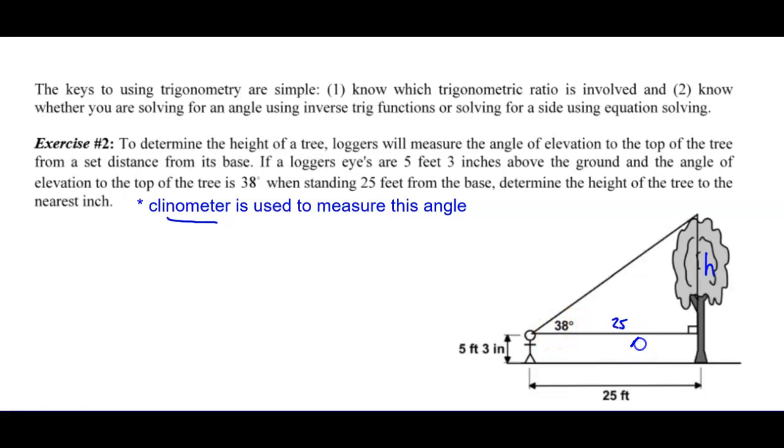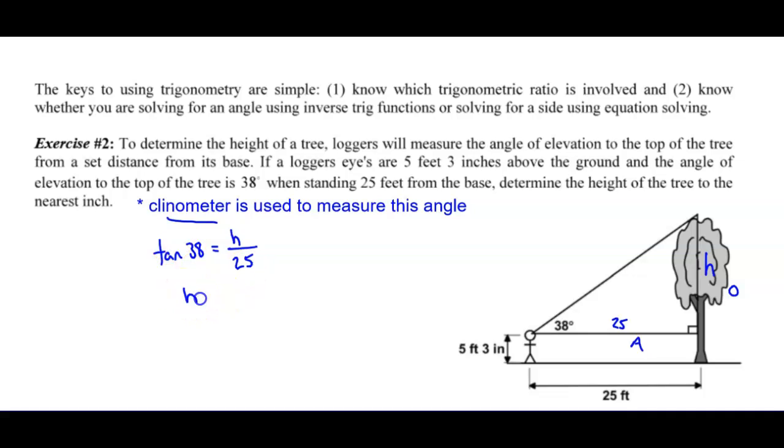That's my adjacent side. And the height of the tree is across from the 38-degree angle. That's my opposite side. The hypotenuse is not in play here. So the trig ratio that uses O and A is TOA, that's tangent. And so I'm going to write a tangent equation. Tangent 38 is equal to opposite side H, don't know it yet, over adjacent side 25.